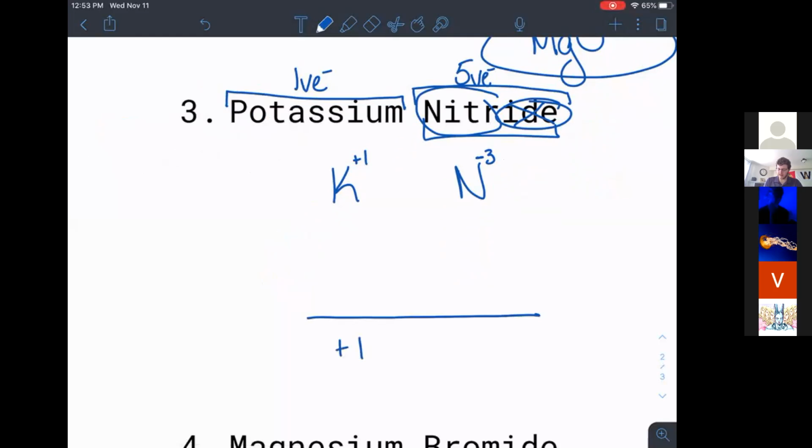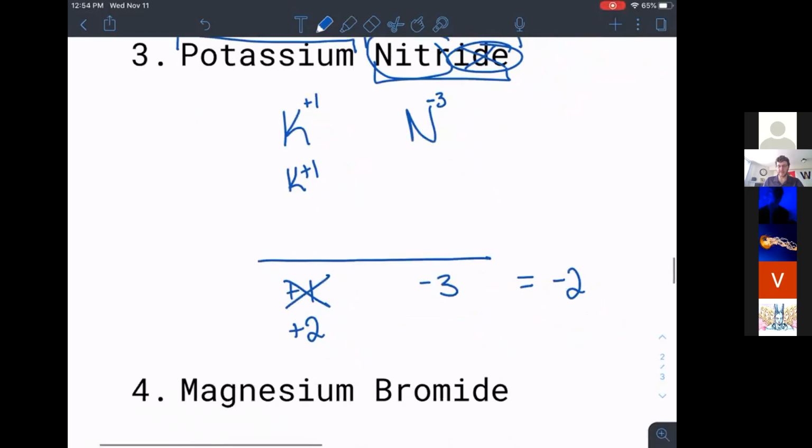So let's check our charges. We have a +1 and a -3. What do those add up to? -2. So that means we have to add more potassiums or more nitrogens. Add more potassium. If I add another one, I have a +1 and a +1, so now I have a +2. +2 minus 3 adds up to what number? -1. So are we there yet?